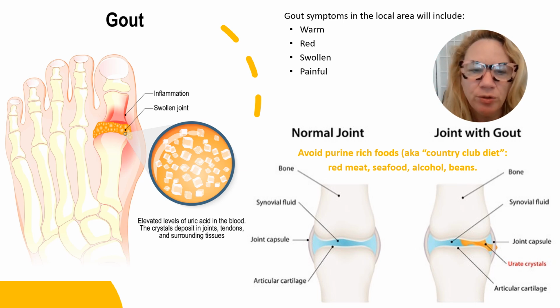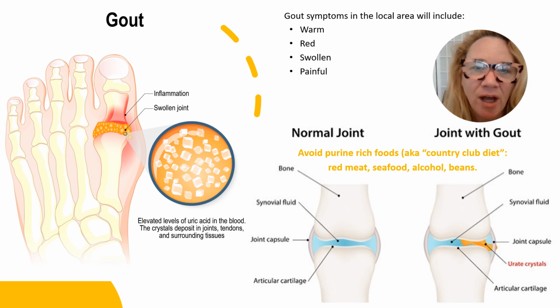On the left, you can see gout developing in the interphalangeal joint of the large toe. That's one of the most common areas you'll see gout develop. We also see gout depicted in the knees on the right lower medical image as well. Physically, it will present as warm, red, swollen, and very painful.